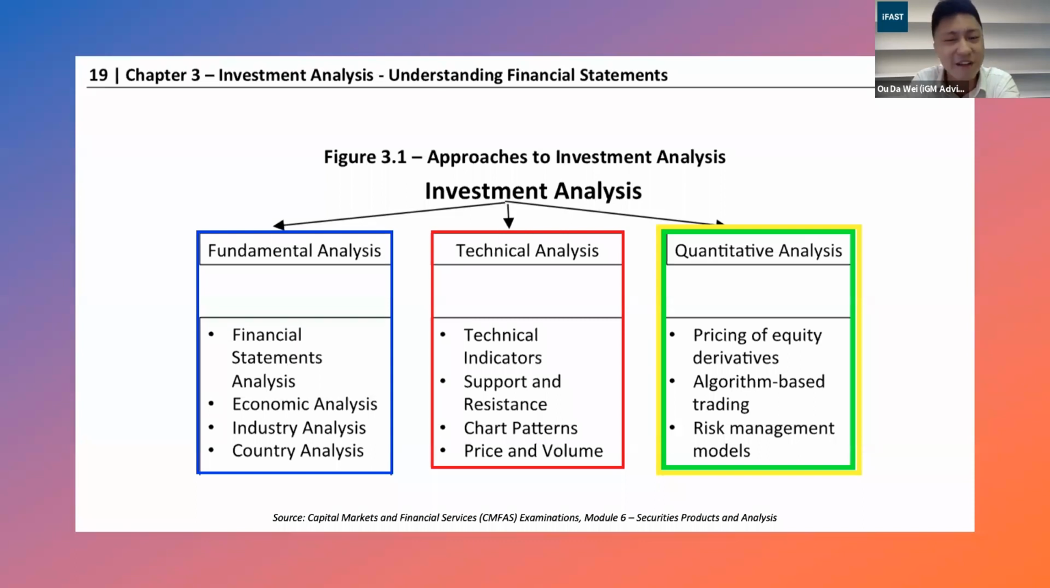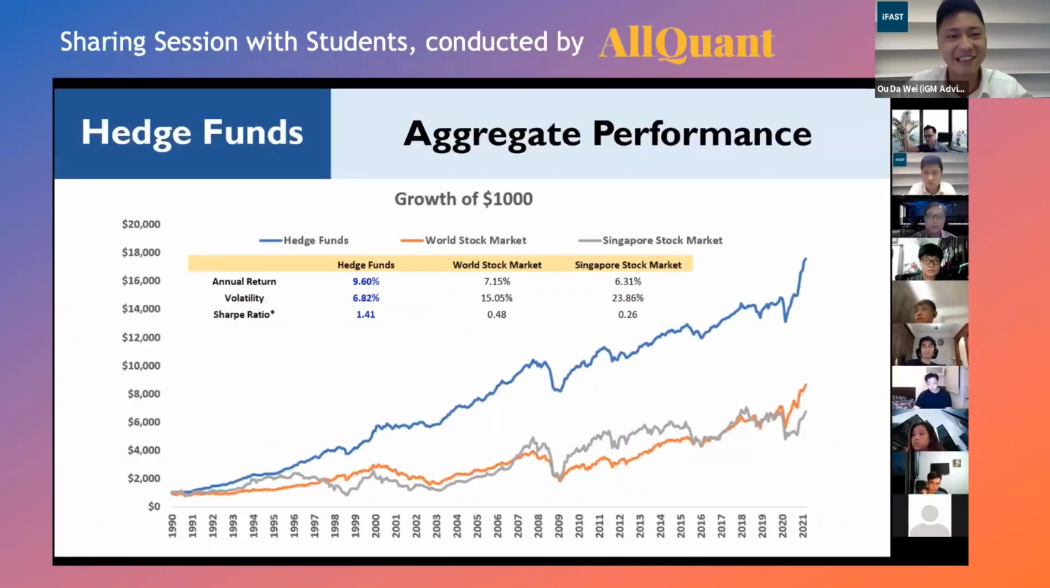So therefore, we may have this question in our minds: how reliable are hedge funds? Are their strategies what we would want to replicate? Can we actually replicate them? For these questions, AllQuant has already started to answer them when they reached out to our next generation of young investors.